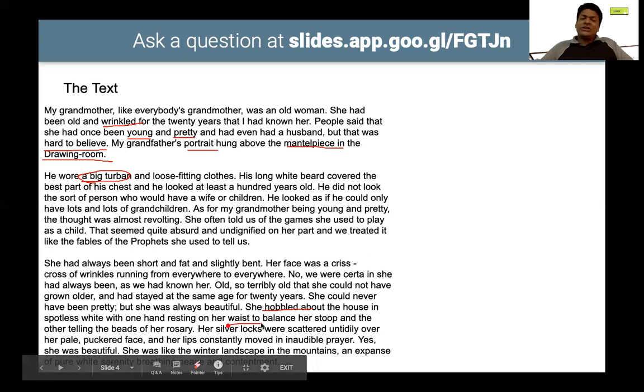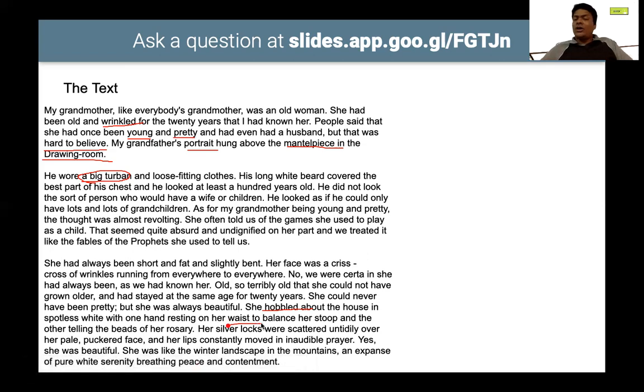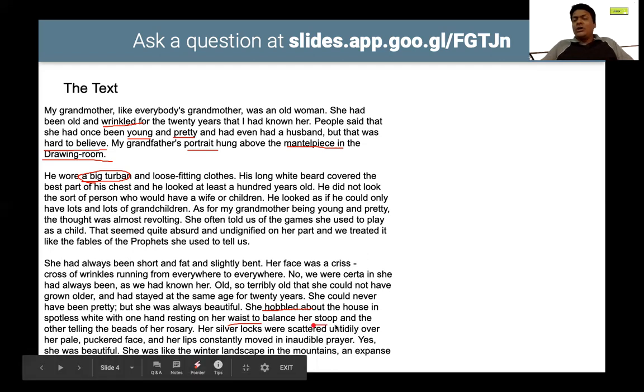Why does she put her hand on her waist? To make herself balance, because of her stoop, right? Stoop means bending down. So in old days, what happened?